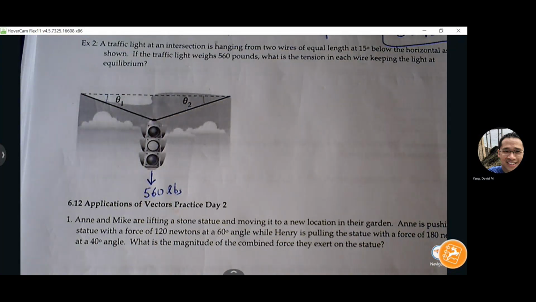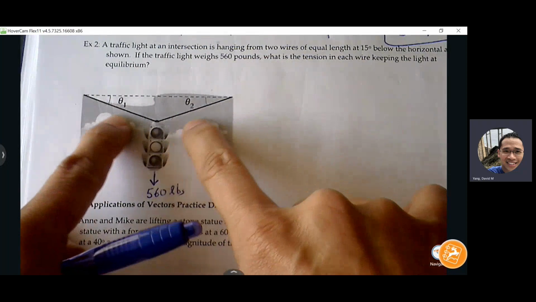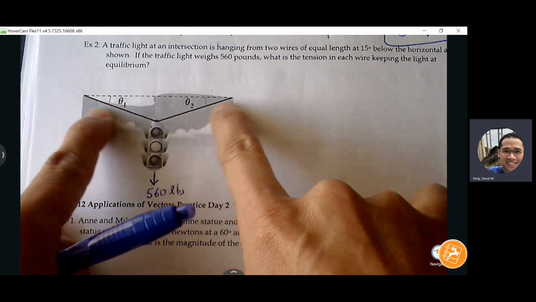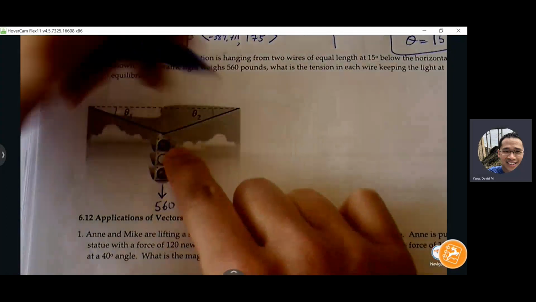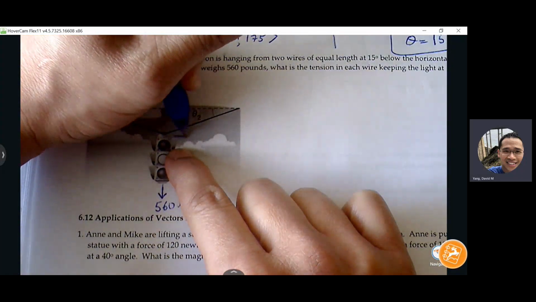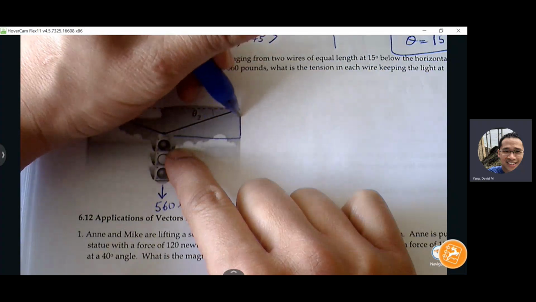Now, think of the wires as the hypotenuse of these vectors. So if we can just imagine a triangle here.